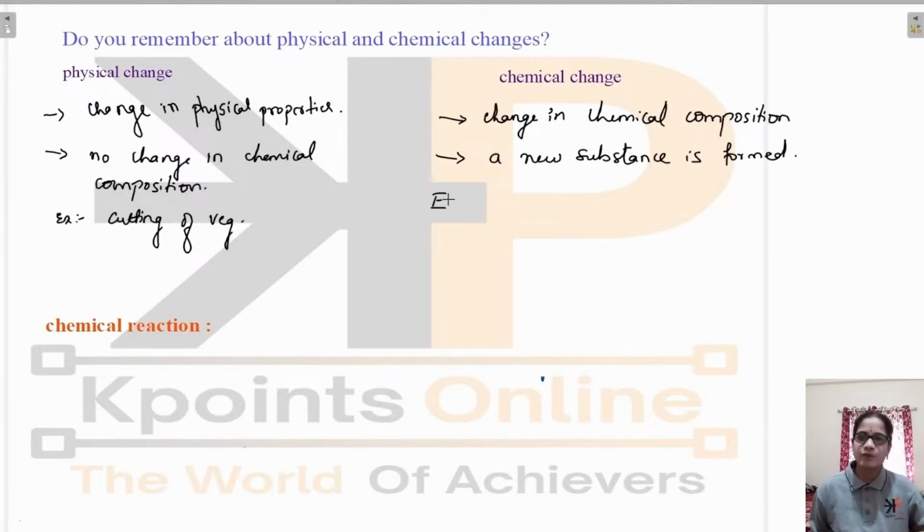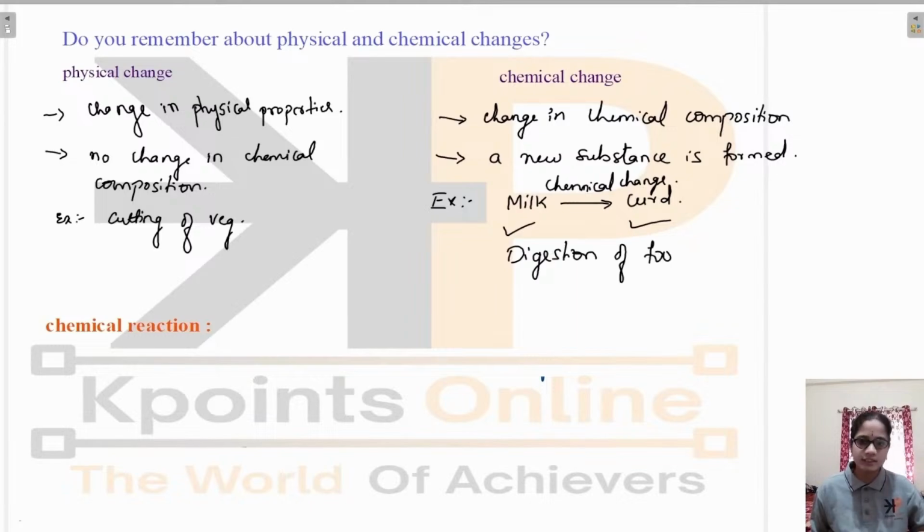For example, you might have seen how curd is formed. It is formed from milk. When milk is converted into curd, what happens there? The curd has a different composition from that of milk. The taste is completely different, the texture is different, and the chemical composition is also different. Then we say that a chemical change has taken place here. Then digestion of food which takes place in our body is also a chemical change. Why? Because the food that we eat consists of carbohydrates, proteins, fats, etc. After digestion, it is converted into simple glucose. That is also a chemical change.